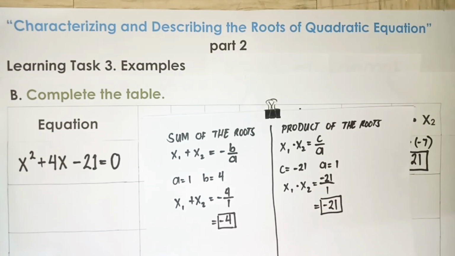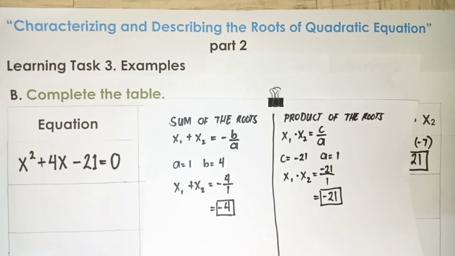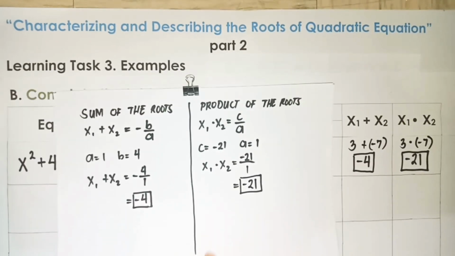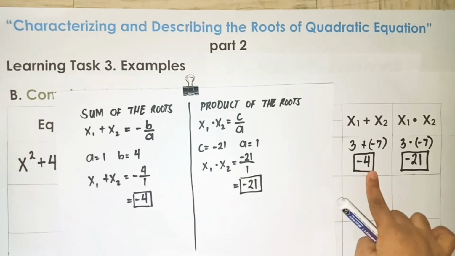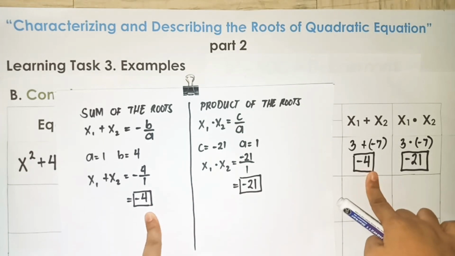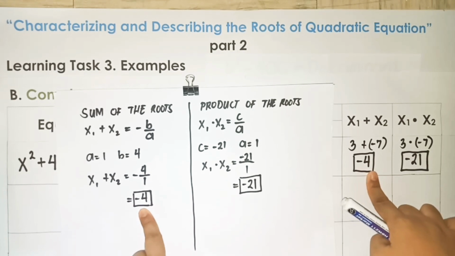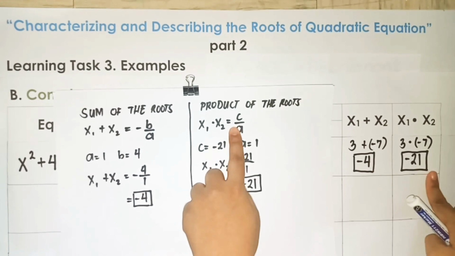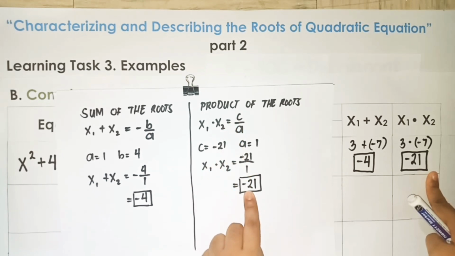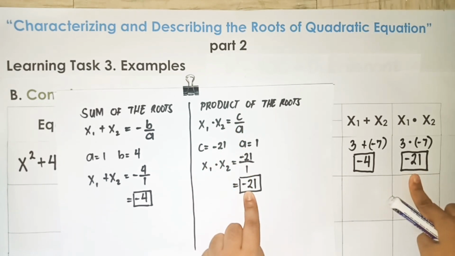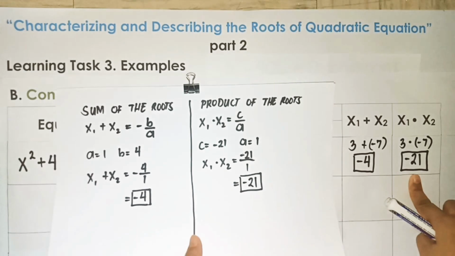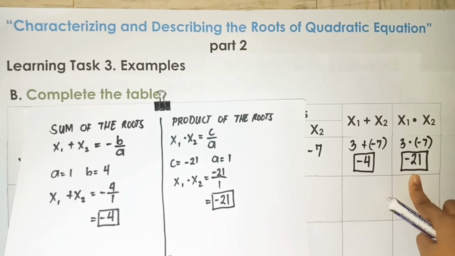Okay, let's check if this is true. Kanina, sinagutan natin by just adding and multiplying. Are they the same? Yes. Gamit po yung ratio na negative b over a, parehas ang sagot na nakuha natin. As well as, product of the roots, which is the ratio of c over a, nakuha po natin ang negative 21, the same as negative 21. It's up to you what you are going to use kung ang hinahanap po ay yung product and the sum.